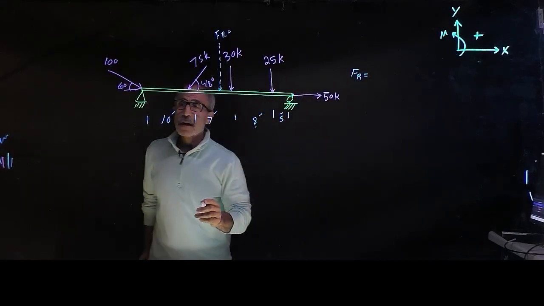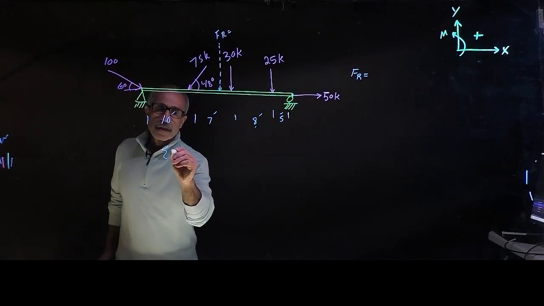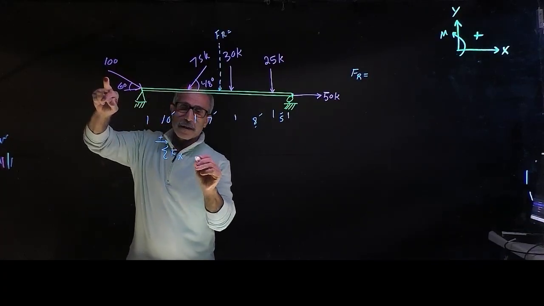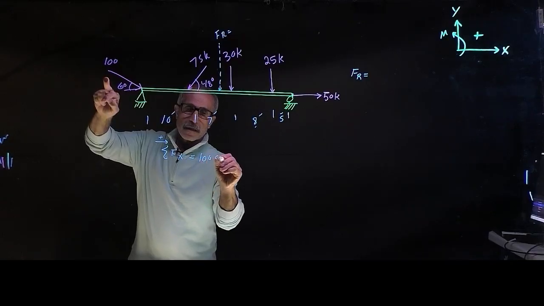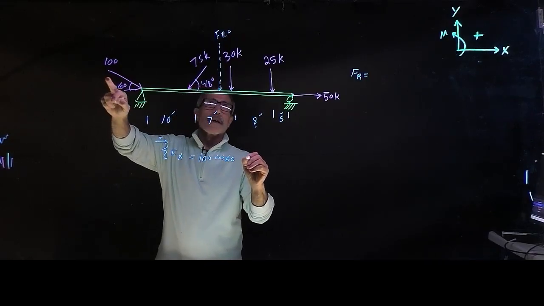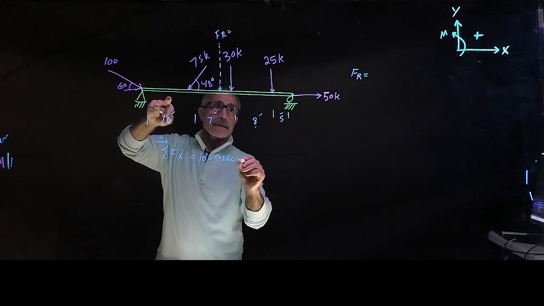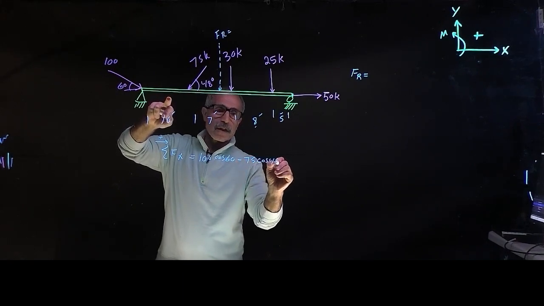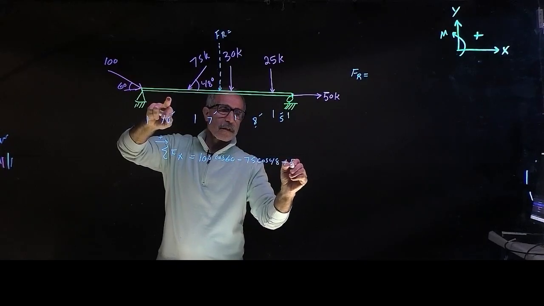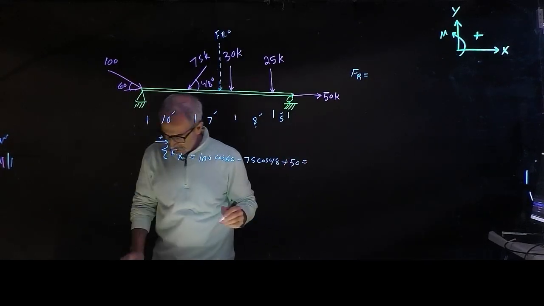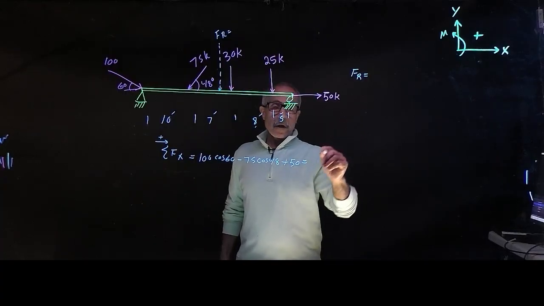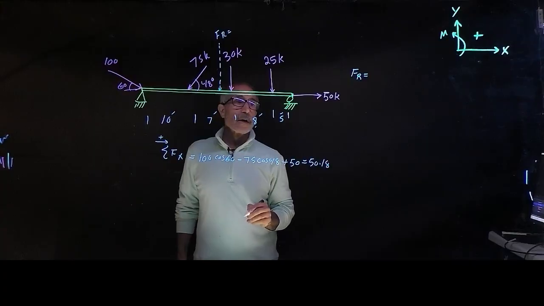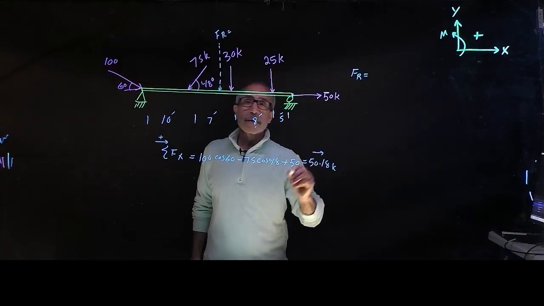Summation of f of x is equal to, going right is positive, 100 cosine 60 minus 75 cosine 48 plus 50. And if I did that right, I get 50.18 kips, and it's going this way.